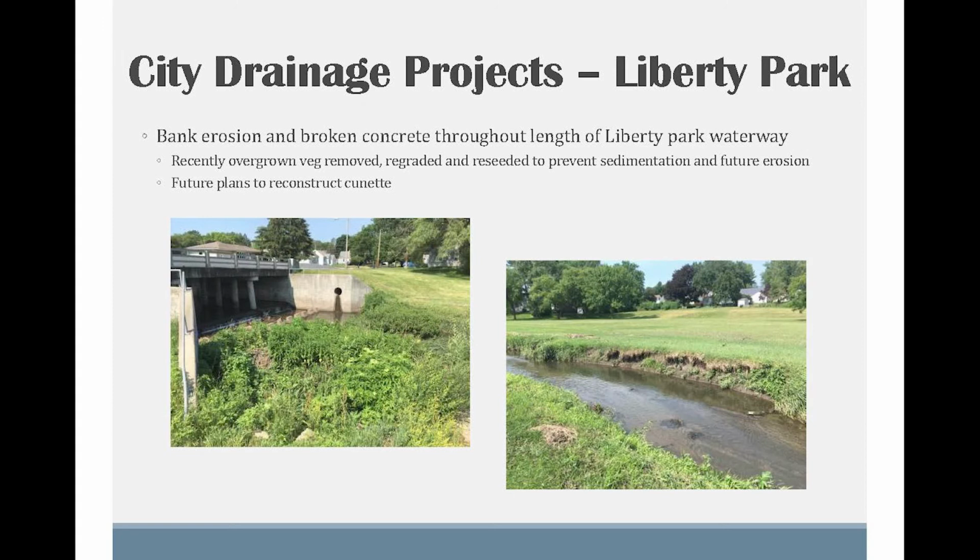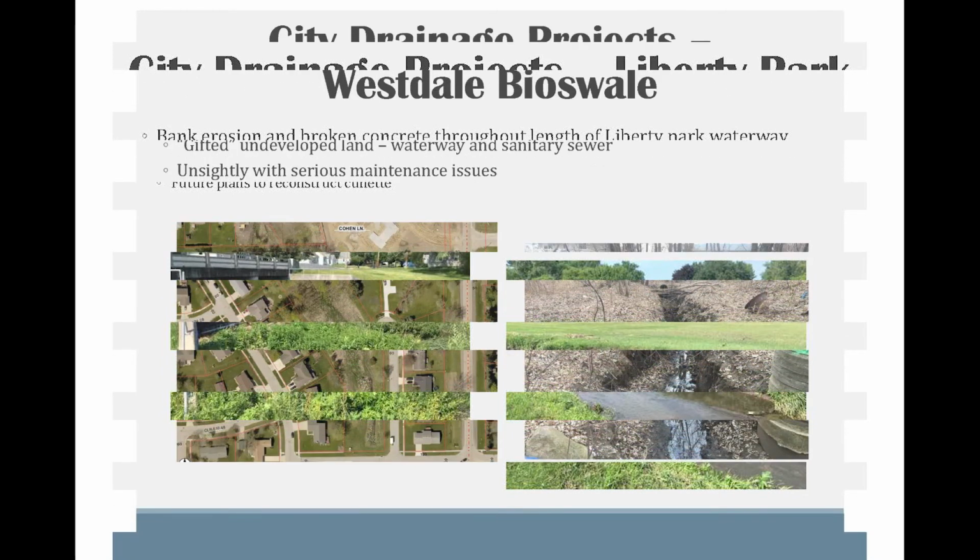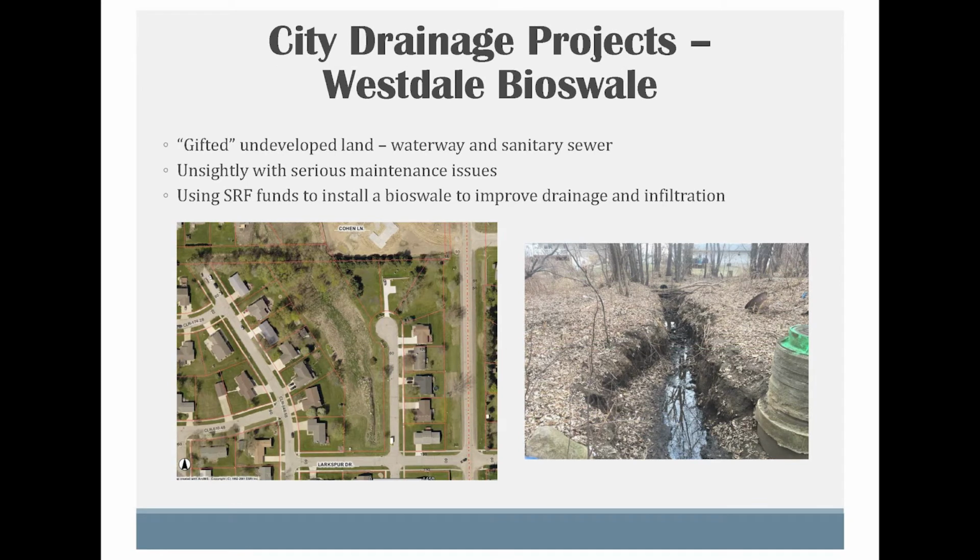Another project that was done was Liberty Park. There was really bad erosion along the banks of the creek that flows through there. So what they did was regrade this area so that we aren't having any issues with erosion and sediment getting into the water. There's also a Q-net that runs through there, which is essentially just a concrete channel. And there are plans in the future to replace that because there are a few broken sections throughout there as well.